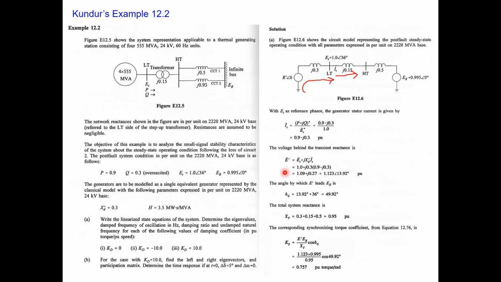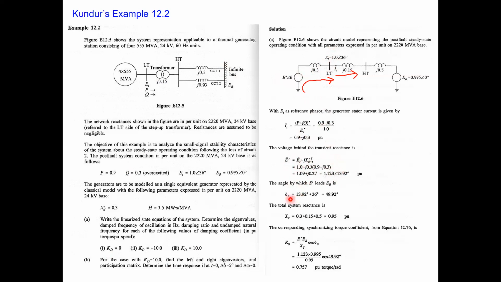And with that, what you find is this one. Applying Kirchhoff's voltage law, this quantity and then the product of this one, you get this. So this is the magnitude of the voltage which you get here, and the angle delta is this one here.